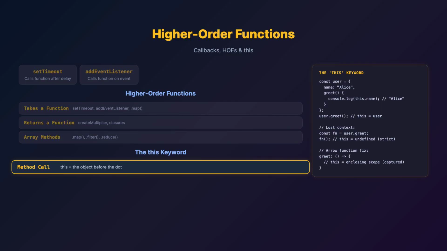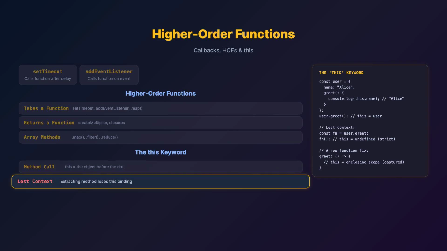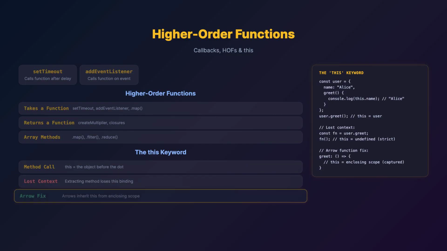Now, the this keyword. In a regular function, this refers to the object that called it. Const user equals an object with name Alice and a greet method, user.greet(). Inside greet, this refers to user. this.name is Alice. But if you extract the method, const fn equals user.greet, then call fn(), this is now undefined in strict mode. The connection to user is lost.